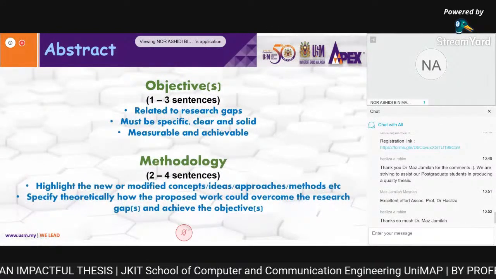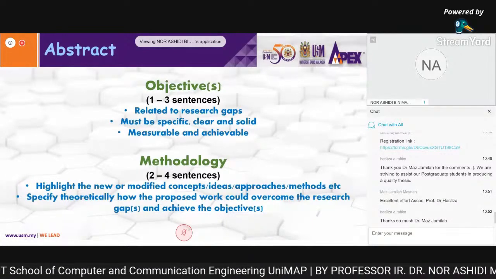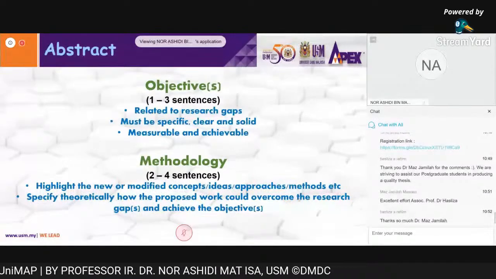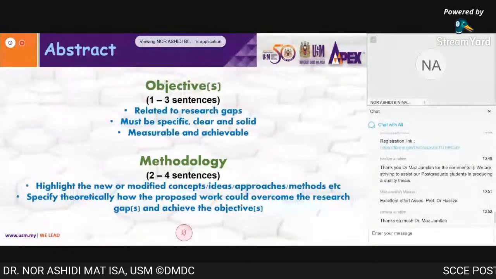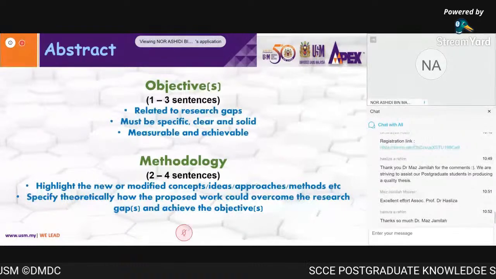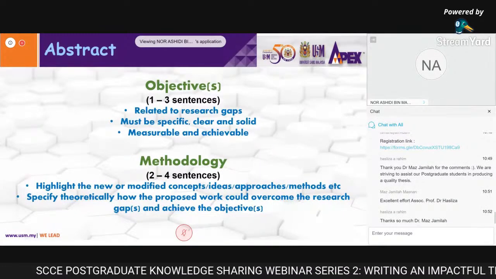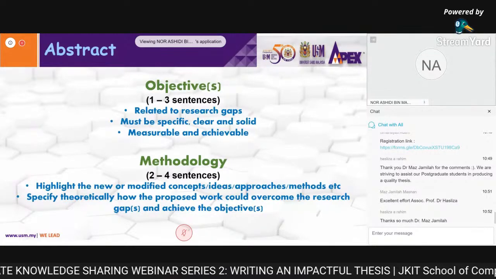Then about the methodology, just highlight the new and modified concept, idea, approach, method, and so on. Specify theoretically how the proposed work could overcome the research gap and achieve the objective. For example, let's say you want to use a fuzzy-based contrast enhancement for the objective.